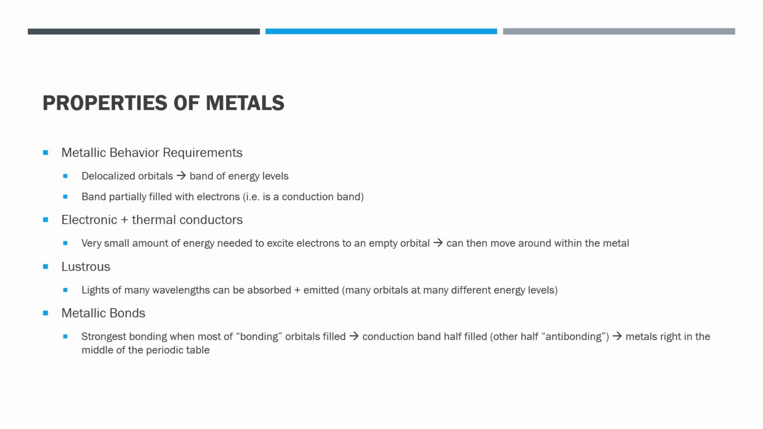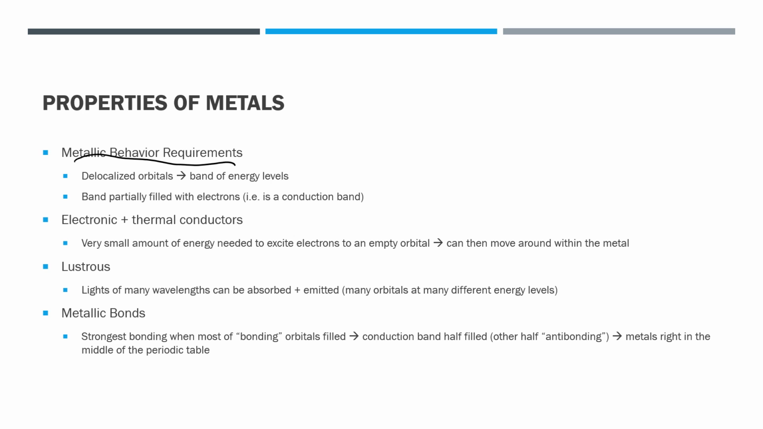Okay, so now I want to go back to the obvious properties of metals, and why we can now explain them using band theory. First, what are the requirements for metallic behavior? We have delocalized orbitals that lead to a band of energy levels. This is what we found with band theory. We have more and more atoms, and more and more atomic orbitals overlapping and creating molecular orbitals that are infinitely close in energy together and form what we call a band.